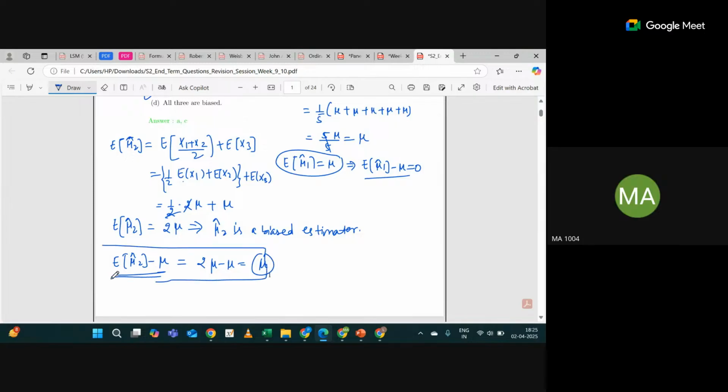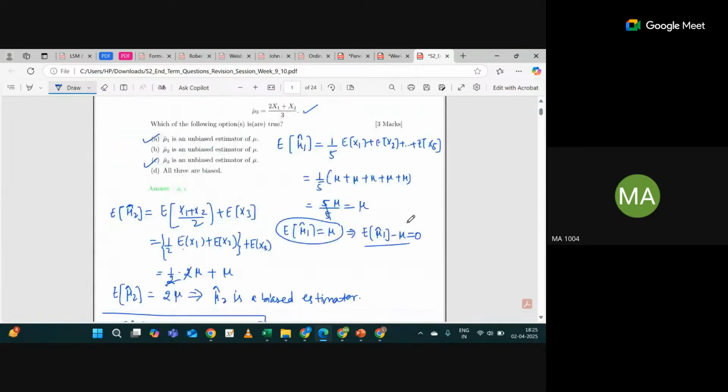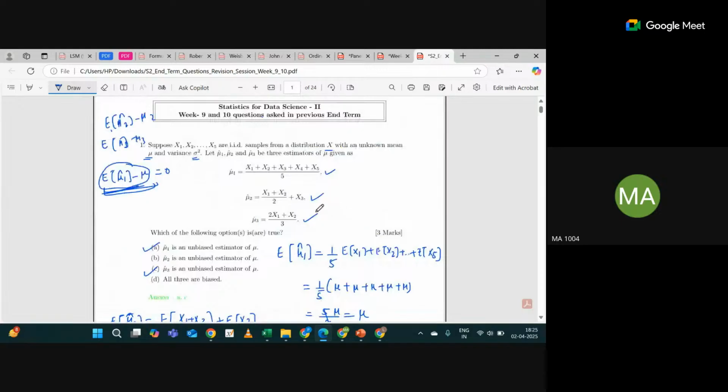That's why I was emphasizing proceeding like this, but anyway, either approach is correct, that's not a problem. Okay, so we'll check for mu3. If you see expected value of mu3 hat, it is nothing but 2 times expected value of x1, so this will be 2 times mu plus mu divided by 3. This is nothing but 3 mu divided by 3. So this is mu only. Again you can see mu3 hat is unbiased. So that's why option C is correct. Is this clear?